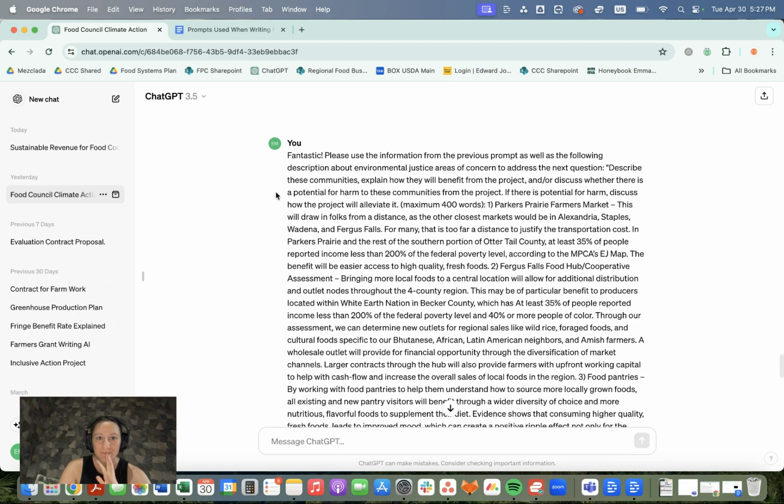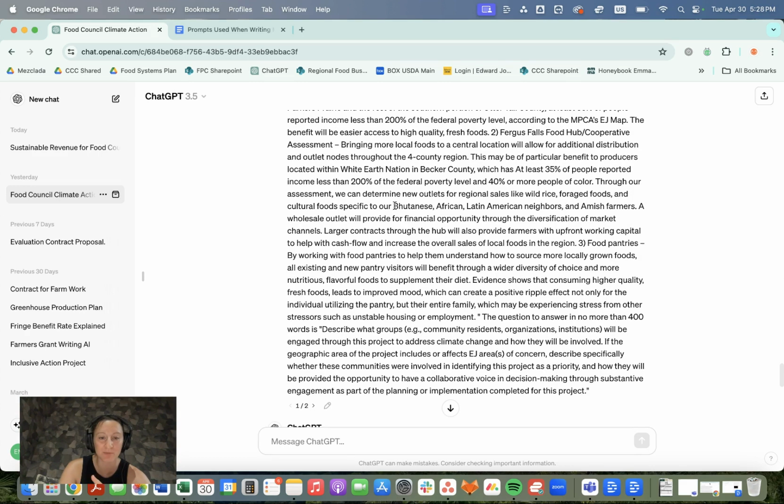Okay, the next one, and of course I said fantastic because it was indeed. Please use the information from the previous prompt as well as the following description about environmental justice areas of concern to address the next question. So this is where I copied in the prompt, which was: describe these communities, explain how they will benefit from the project, and/or discuss whether there is a potential for harm to these communities from the project. And then it says, if there is potential for harm, discuss how the project will alleviate it.